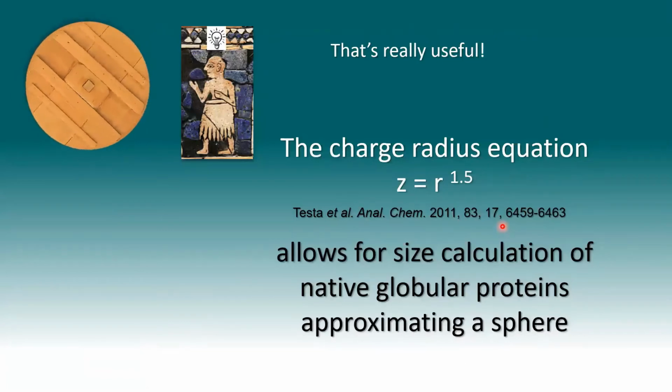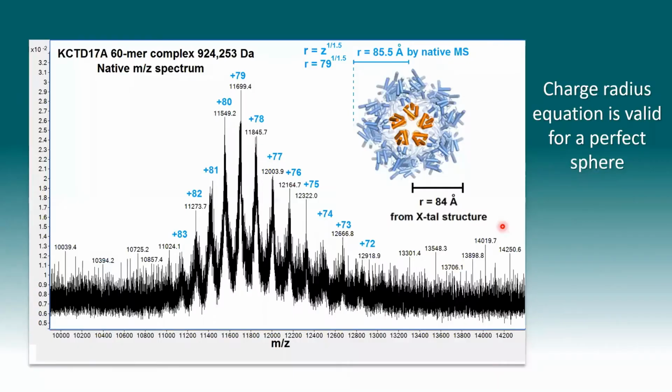There is a charge radius equation that has been developed, and this allows us to calculate the size of a protein if the protein is a globular protein, and we assume that that globular protein approximates a sphere. And this is a protein which actually makes a perfect sphere. So this is a complex. It's a 60-mer complex with a molecular weight of roughly just under 900,000. This is a native spectrum, and this complex forms a perfect hollow sphere. We know this because we have a crystal structure for it.